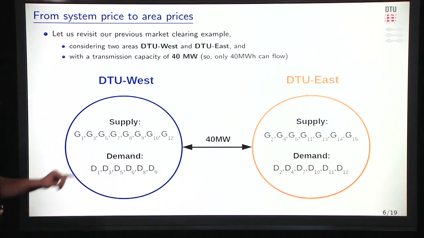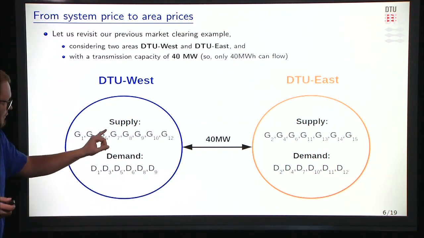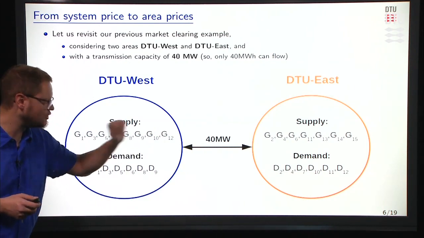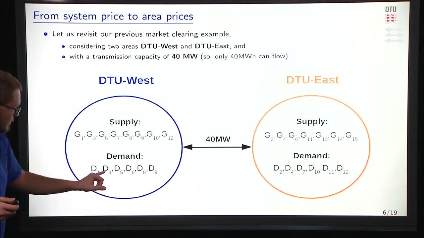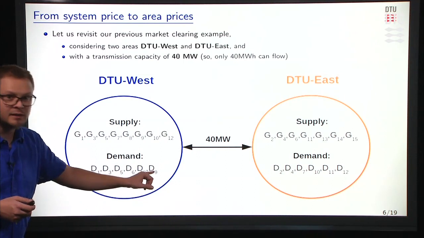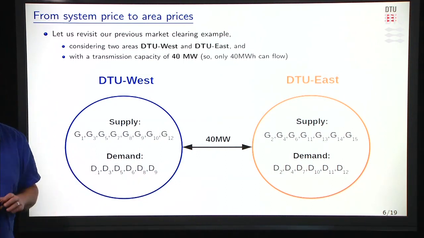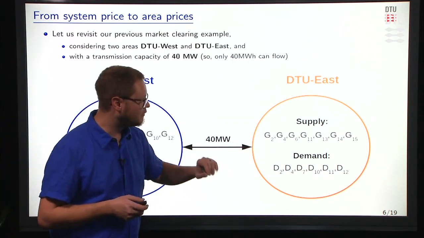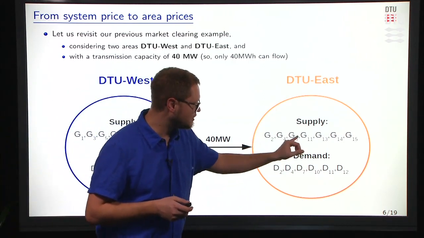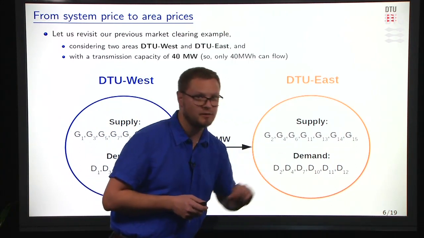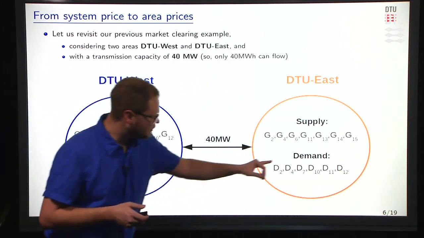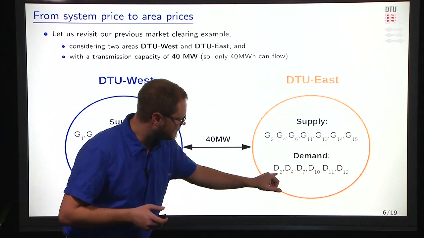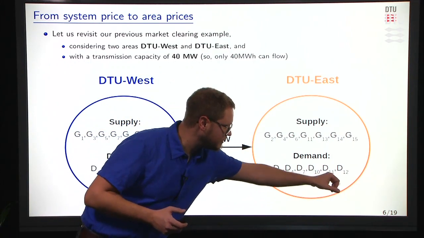On the supply side, we're going to place G1, G3, G5, G7, G8, G9, G10, and G12 on the DTU West side. For demand, D1, D3, D5, D6, D8, and D9 are going to be placed on the DTU West side. On the DTU East side, for supply, we have G2, G4, G6, G11, G13, G14, G15. Obviously, these are those who are not on the west side. Same for the demand. Those on the east side are D2, D4, D7, D10, D11, and D12.